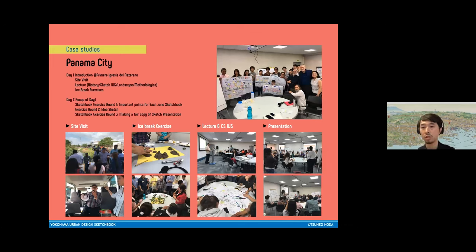So this was done in Panama and Barranquilla. And we will take a look at the video on the practice in Barranquilla. So I would like to focus my presentation on the city of Panama. In Panama, as you can see on the left bottom side, we had a bus tour as the site visit.